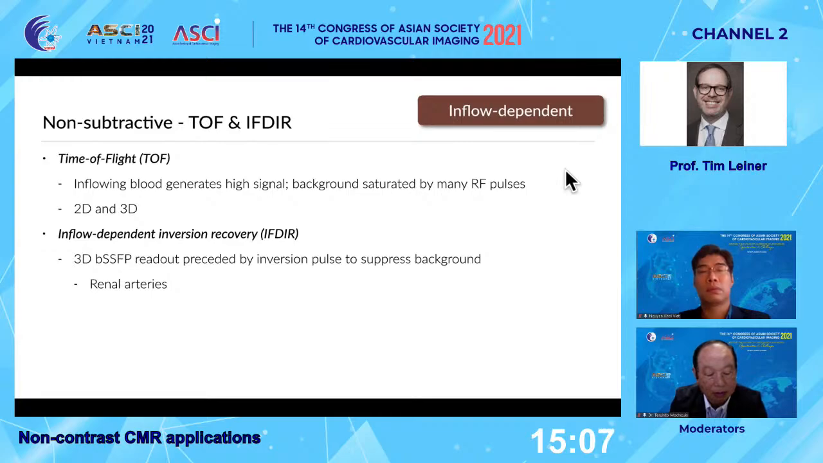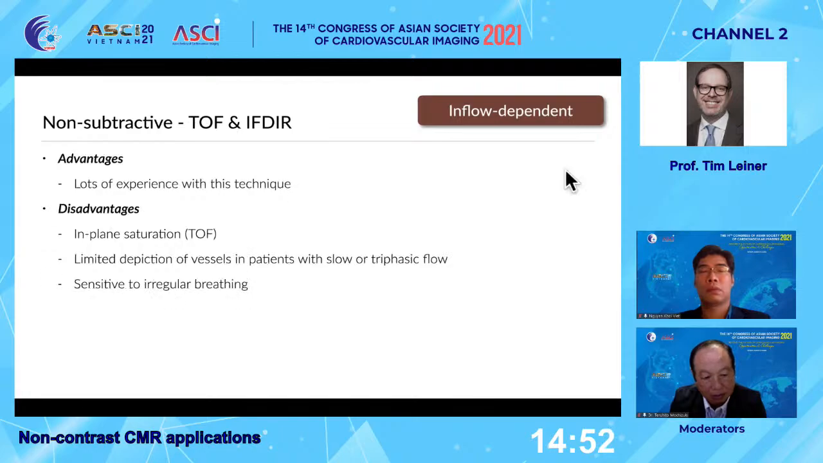and the IFDIR means inflow-dependent inversion recovery. This is a 3D balanced SSFP readout preceded by an inversion pulse to suppress the background. And this technique is successfully used for imaging the renal arteries. Advantages of this technique is that there's lots of experience. Disadvantages are in-plane saturation using primarily the time of flight techniques, limited depiction of vessels in patients with slow or triphasic flow, so that's actually quite a limitation, and it's sensitive to irregular breathing.